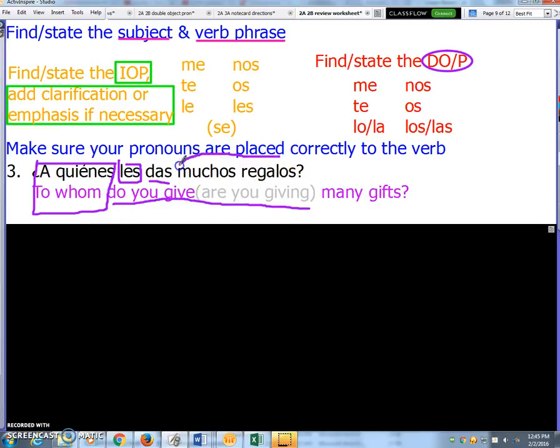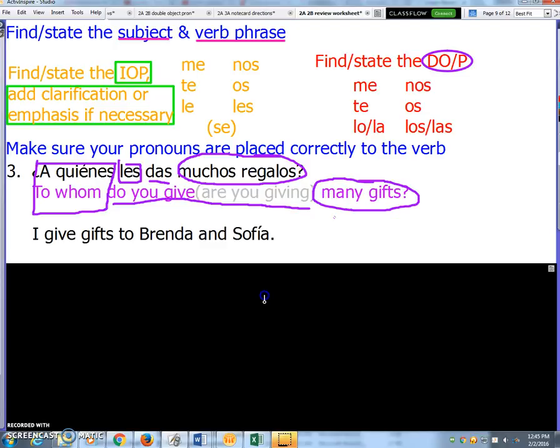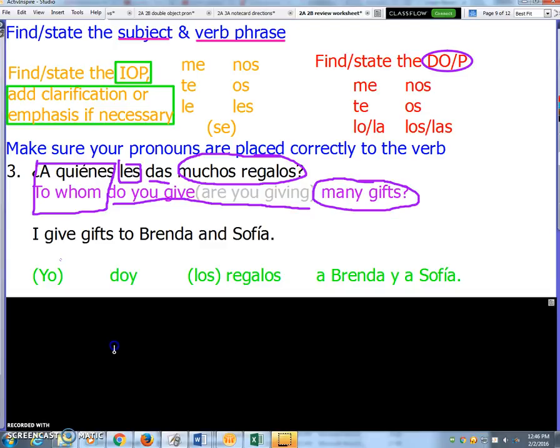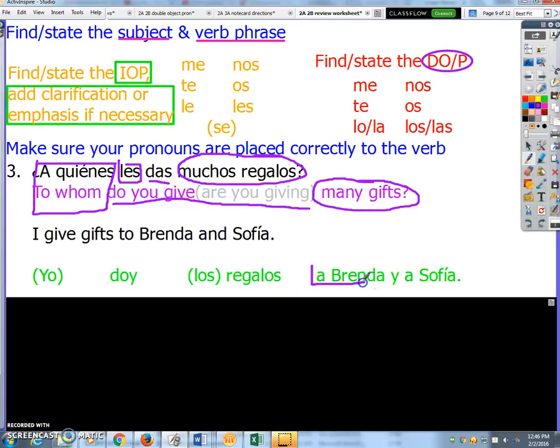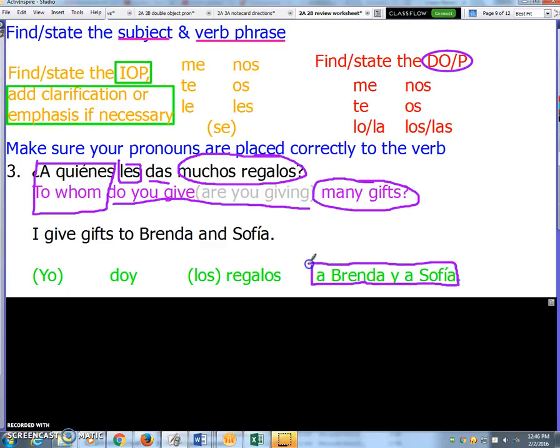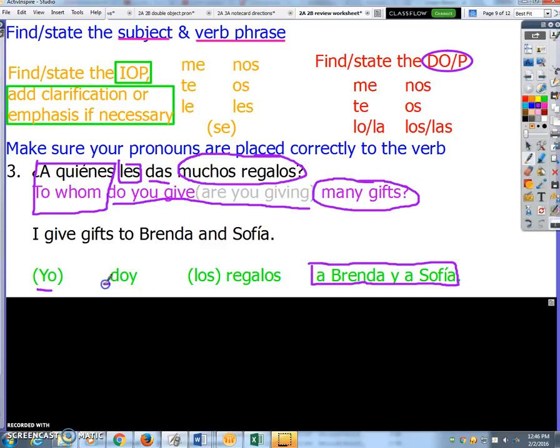Who or what's being given? Many gifts. So that's my direct object. And if I want to say I give gifts to Brenda and Sophia, I would need the yo form of dar, which is doy, gifts, regalos, to Brenda and Sophia, a Brenda y a Sophia. However, if something's being done to or for someone, you must have an IOP. Since it is happening to or for Brenda and Sophia, I give what? Gifts. Let me just label this one out. I give gifts to Brenda and Sophia.